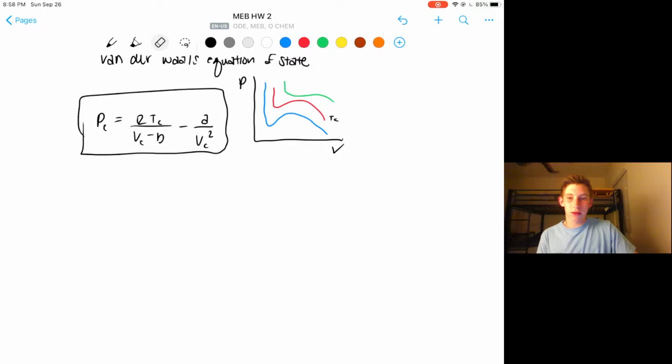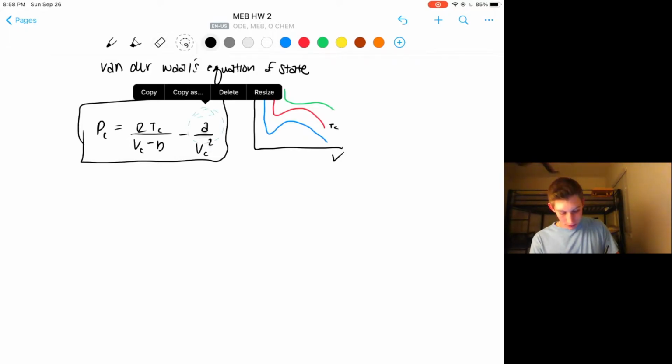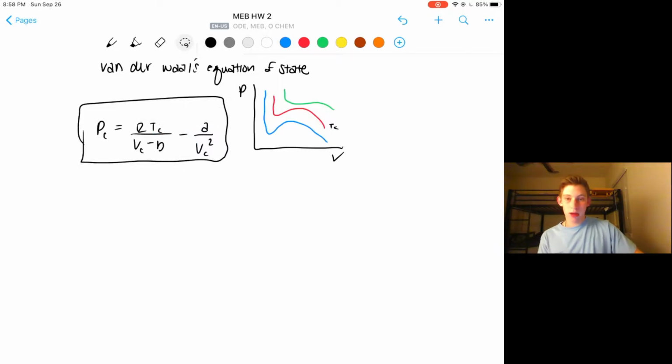So here we have the van der Waals equation. Basically, it's a modification of the ideal gas law, where it takes into consideration that a gas does not exist as just a particle. It has mass and takes up space. So we have two additional parameters. We have an A right here, and then we also have this B. And like I said, that accounts for the particles taking up space.